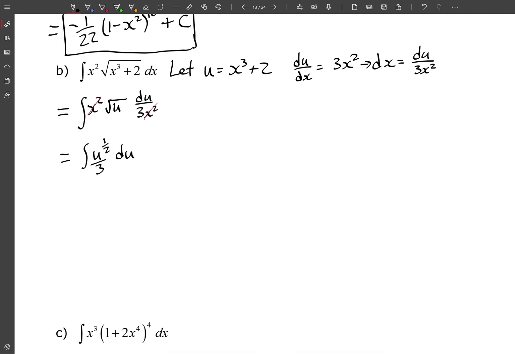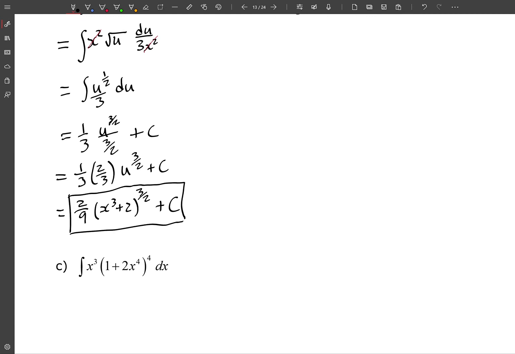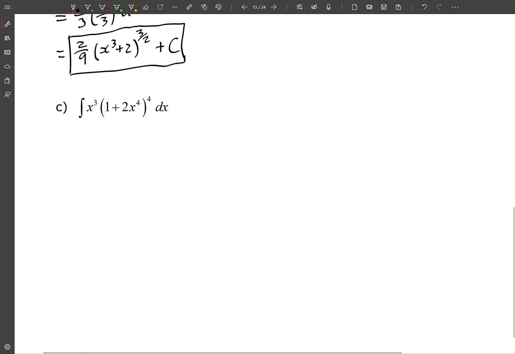I forgot the over 3. Don't forget if something gets left behind, like I just did. Don't forget about that. All right. So what this gives me is 1/3 u to the 3/2 divided by 3/2 plus c, which, if you simplify it, gives you 1/3 times 2/3 times u to the 3/2 plus c. Do my substitution. This is 2 over 9, (x cubed plus 2) to the power of 3/2 plus c. Another one done. One more of this try set.